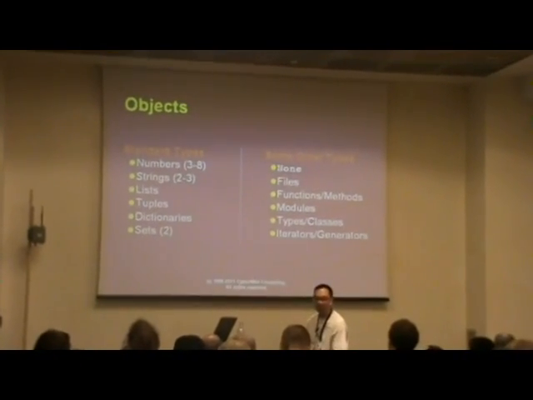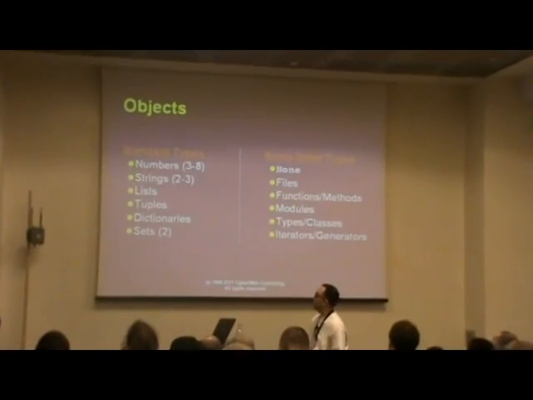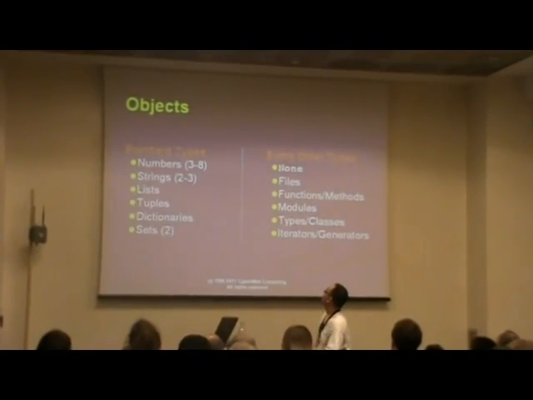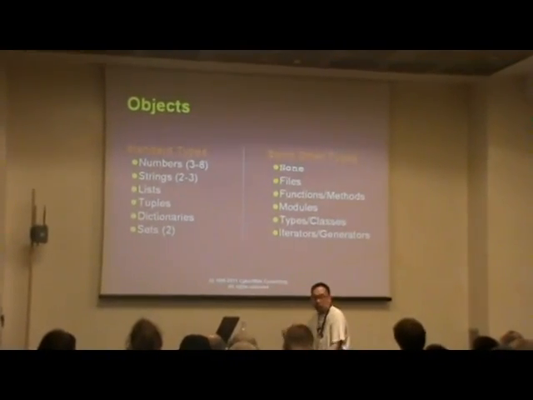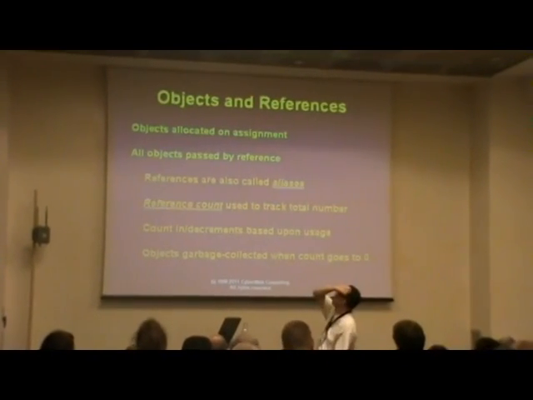Okay. And then there are lists and tuples, dictionaries, and then there are two set types, and then there are other things which are also objects, like None and files, functions, modules, constant types. Everything's an object in Python, right? So, anyway, those are the objects.